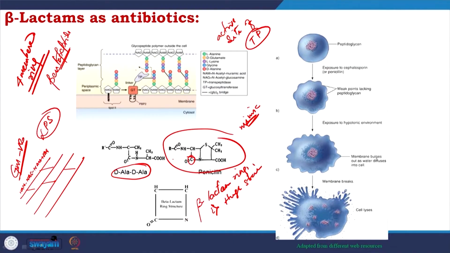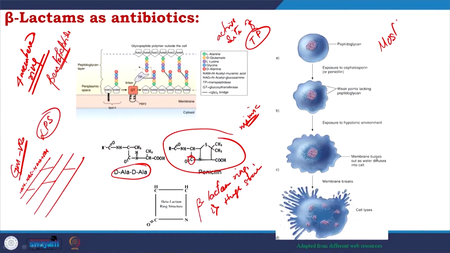Now when they are getting exposure to the hypotonic environment, because the cell layers are not strong, the membrane bulges out as water diffuses in, the cell lyses, and then the bacteria dies. So this is a phenomenal mechanism, and that is why, as I told, beta lactams are the most prescribed drug. So now you think, what is the relation of these beta lactams with COVID? I am coming.